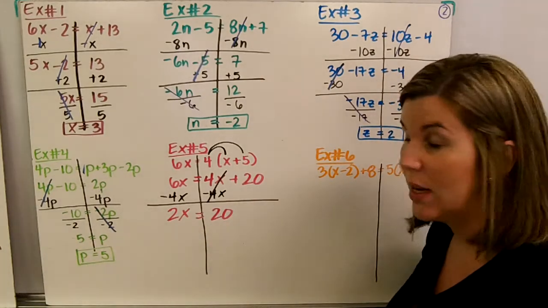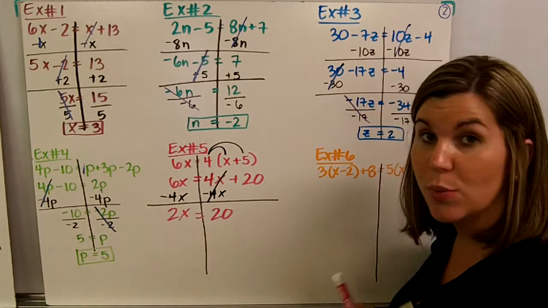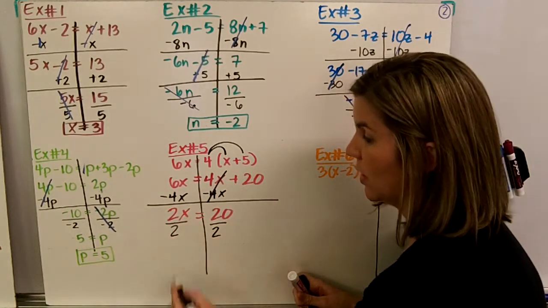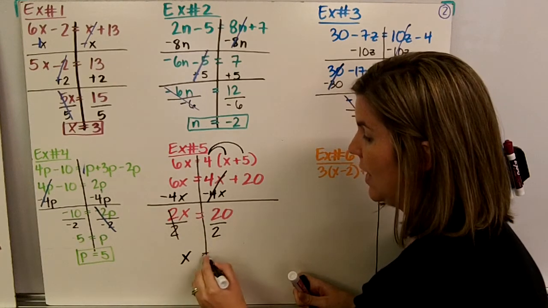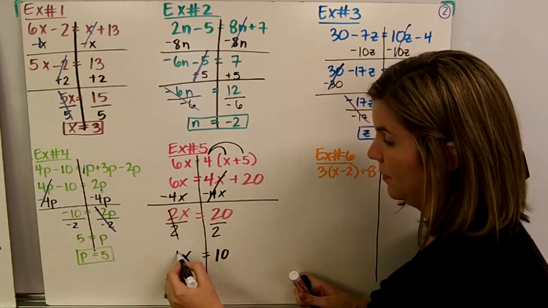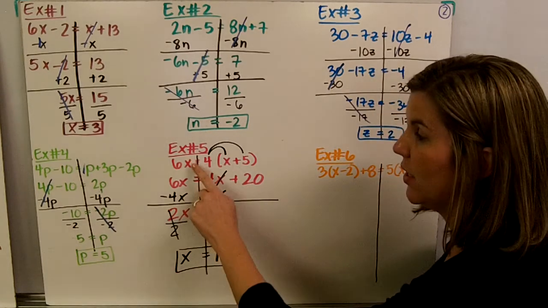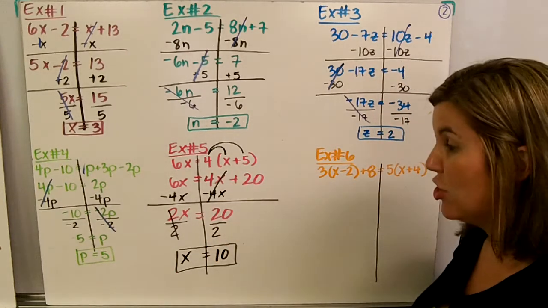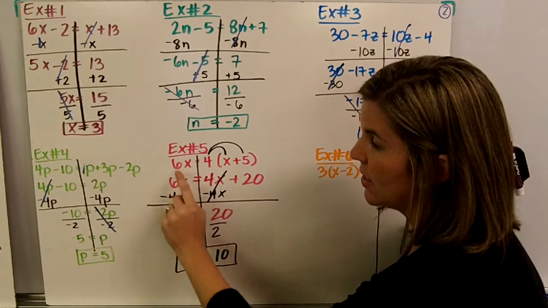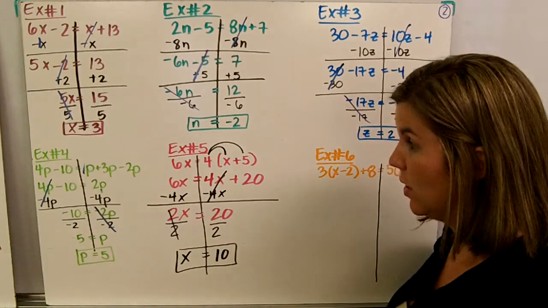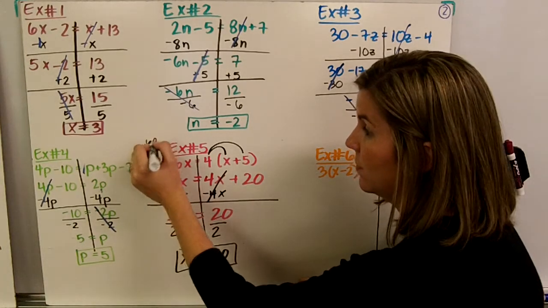2x equals 20. Now this is 2 times x, so we are going to do the opposite, which is to divide by 2. The 2's cancel, and x equals 10. 20 divided by 2 is 10. And you can take 10 and plug it in where x was in the original to check. So let's do that. X times 6 would be 6 times 10 is 60. So I got 60 on the left side.